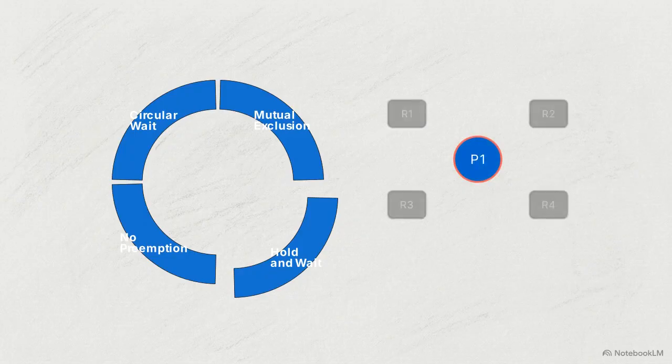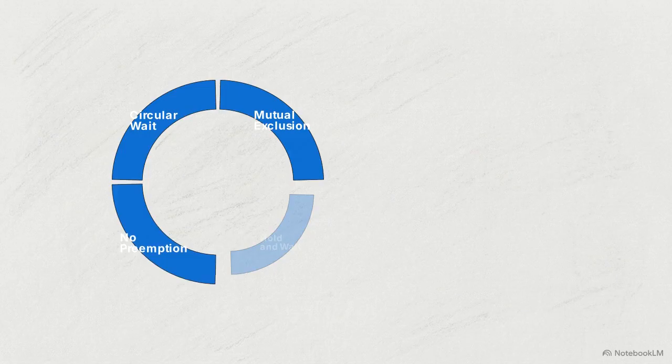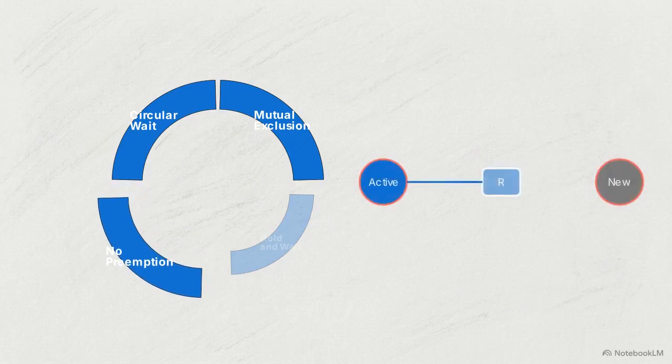The mitigation strategy here forces a process to request all of its necessary resources at exactly the same time, right at launch. This requires processes to hoard resources they aren't actively using. A program might lock up a disk drive for hours before actually writing a file, causing massive system-wide inefficiency and starving other processes. Third, we target no preemption.